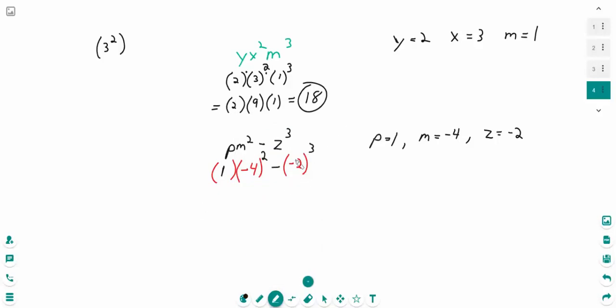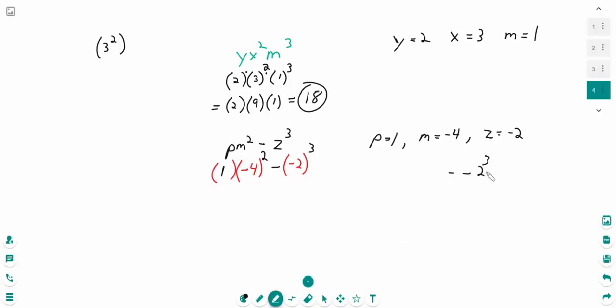Now, note how I did that. This is why it was so important to use parentheses when we're evaluating. Otherwise, it would have been very easy to lose this negative sign. We would have thought negative z, which is a negative 2, and we might have just written a negative 2 underneath the z to the third. Or we might have even said, here's our z, it's a negative 2, we raise that to the 3. But notice this is not correct. We might have done something like this, a negative 2 raised to the third.